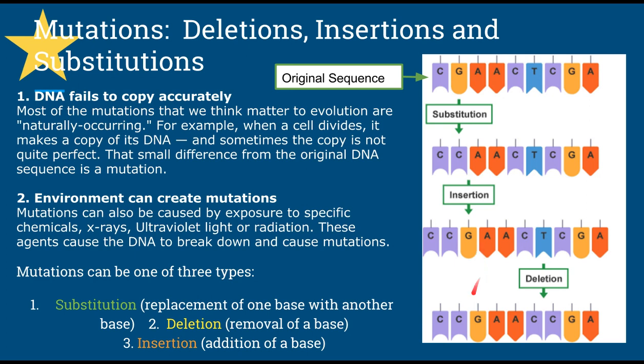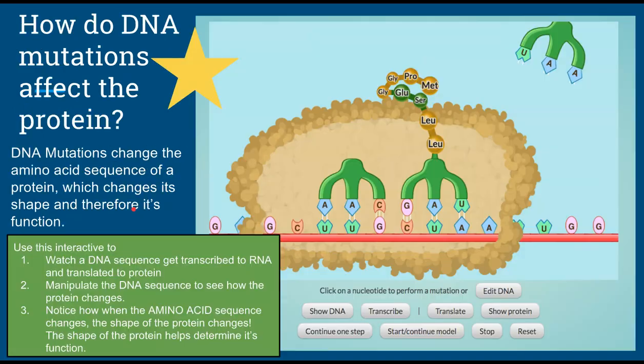And the same goes for a deletion. If you have fewer base pairs than you started with, that's going to mean you deleted a base or deleted a nucleotide. So those are the three types of mutations that you can get. So they can be caused by failure to copy accurately, just mistakes during DNA replication, or the environment. I feel like I'm missing something on that one.